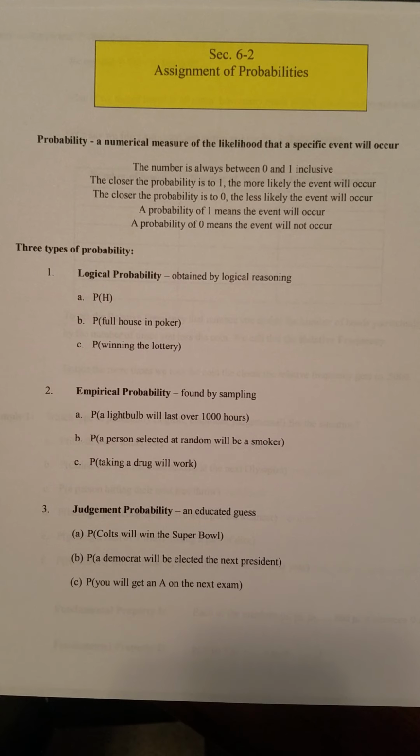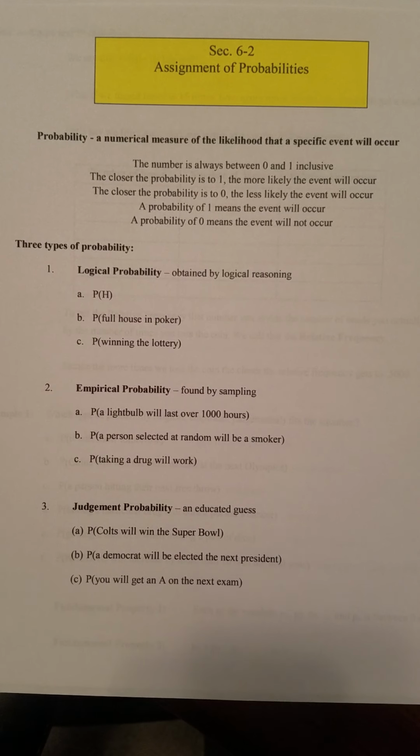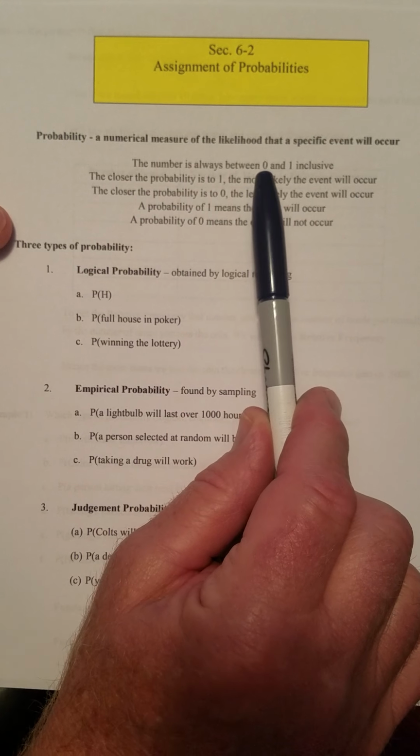Okay, first of all, we need to talk about what probability is. Probability is a numerical measure of the likelihood that a specific event will occur. So what we do, we put a number to it, and depending on what that number is, that shows you the strength of the probability. A couple thoughts here. First of all, the number is always between 0 and 1.